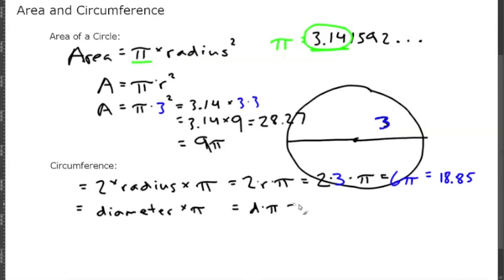Now, if we want to use the diameter, the diameter is this length from one side of the circle all the way to the opposite side, so a straight line across. But if we know that any point starting at the center to the outside is this distance of 3, then the diameter would just be 2 of those 3s. So this distance is 3, and this distance is also 3. So the diameter, the distance straight across, would be 3 plus 3, or 6. So this would become 6 pi. And we know that 6 pi is equal to 18.85.